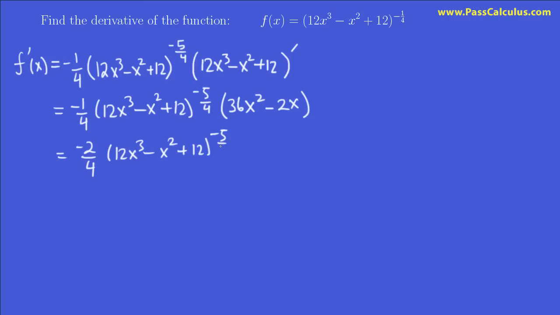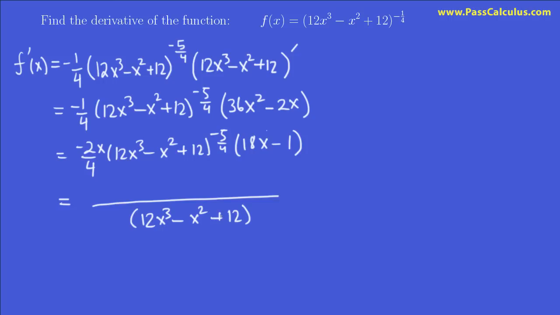And what does this become? 18x squared. Actually, I could have pulled out a 2x, right? Minus 2x. And this, after I pull out a 2x, this becomes 18x minus 1. And just to make things a little bit nicer, why don't we bring this negative exponent to the bottom? So we'll have 12x cubed minus x squared plus 12 to the 5 over 4.